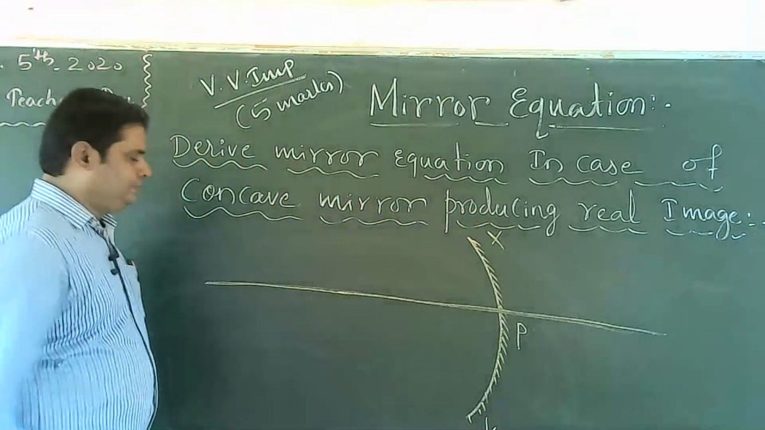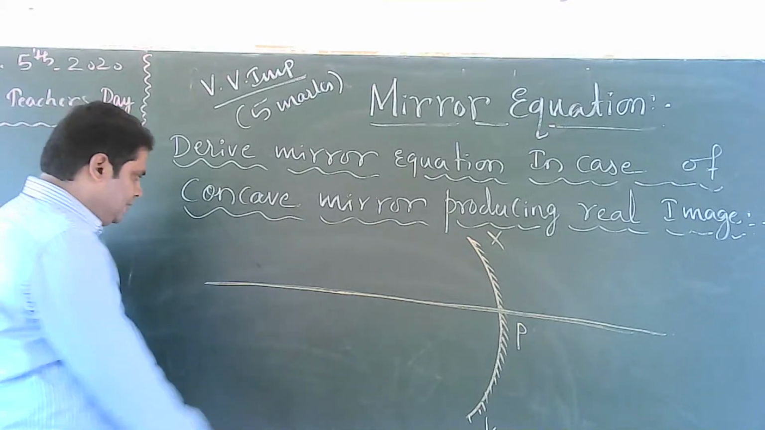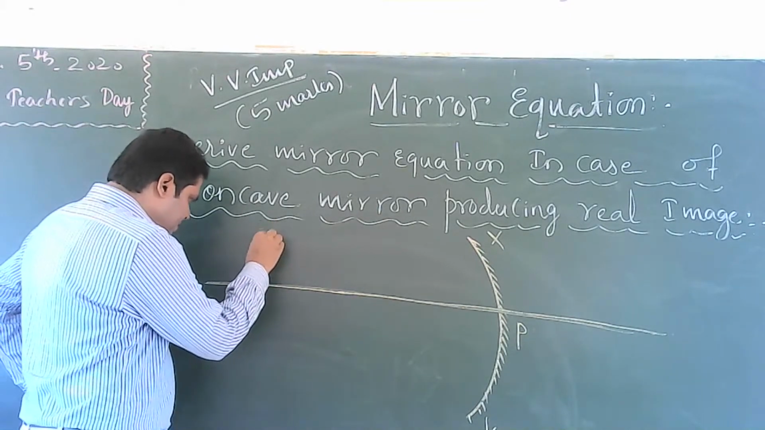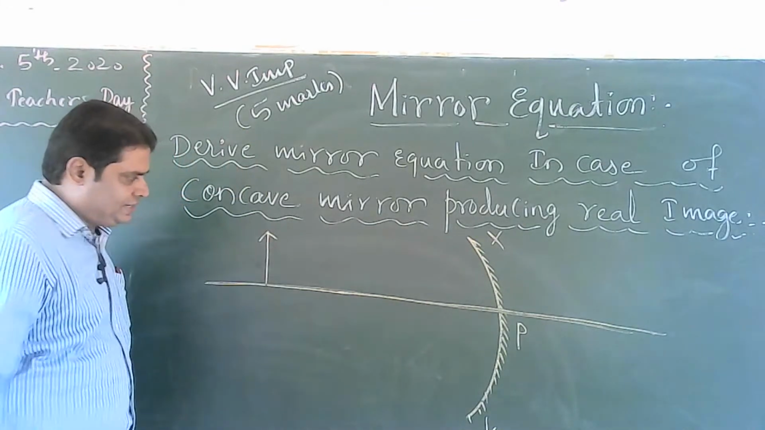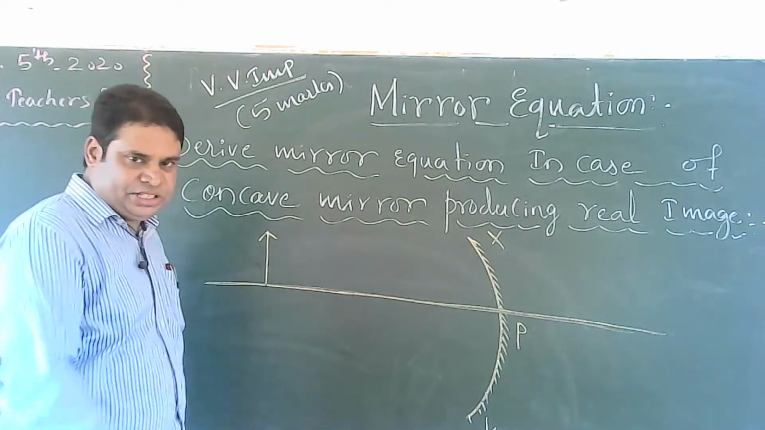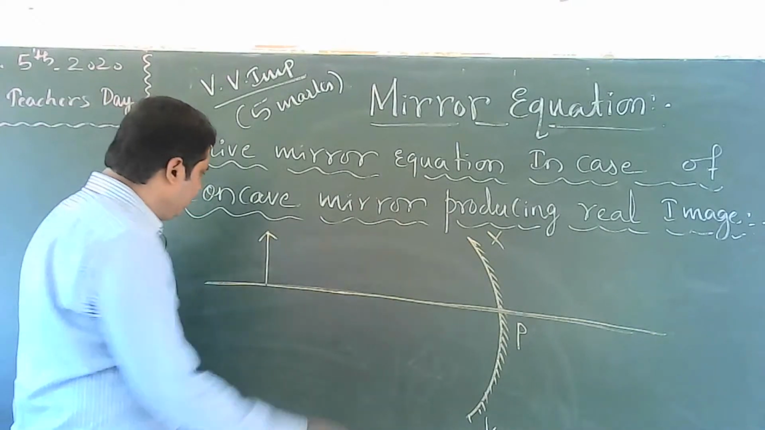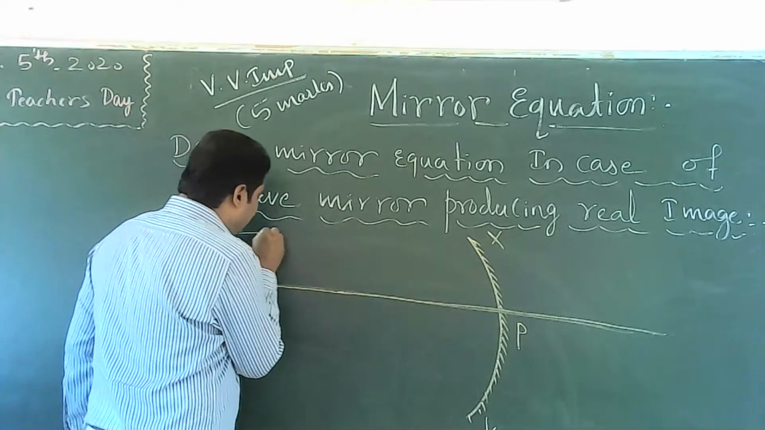Consider an object placed at a certain distance from the concave mirror. Okay. Now, let me consider the first ray.